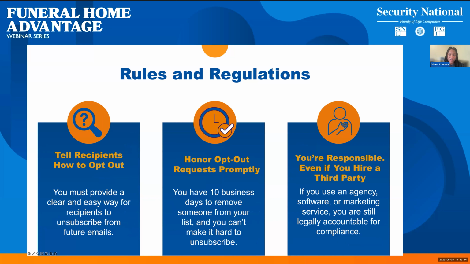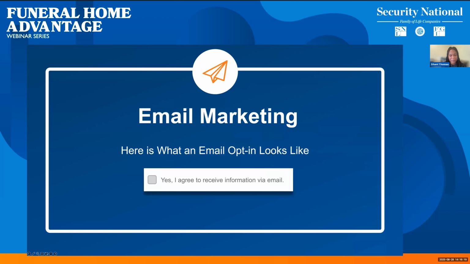Fifth, include a simple way to unsubscribe. People need to be able to opt out at any time. The sixth thing, you have to honor opt-out requests within 10 business days. It's not optional and shouldn't be hard to do. And last, you are responsible even if you use a marketing company or software. Compliance is on you. So keep your email outreach clean and compliant. It helps protect your reputation and avoid legal issues. And this is an example of what an email opt-out will look like.